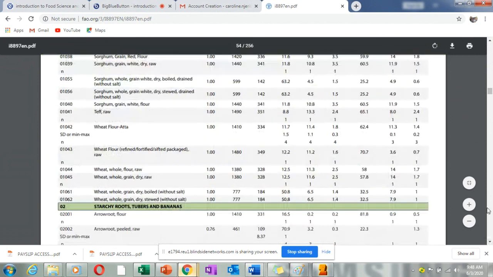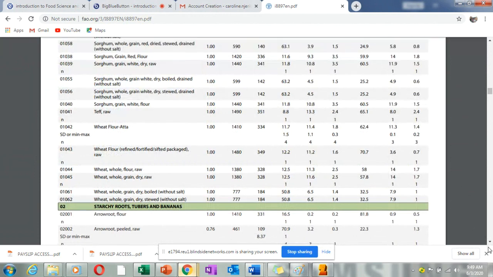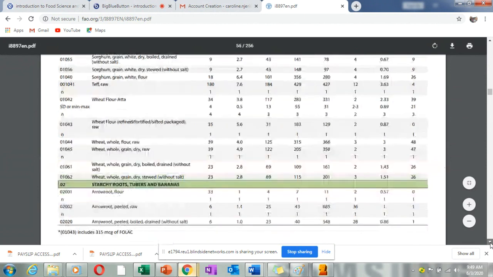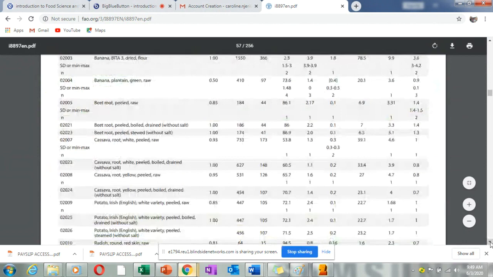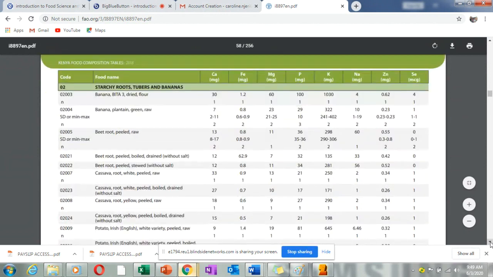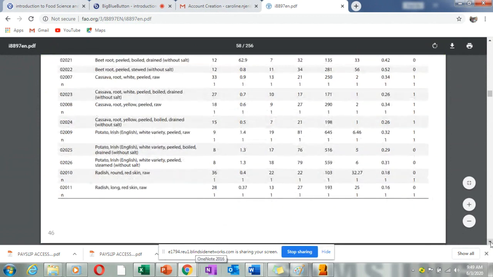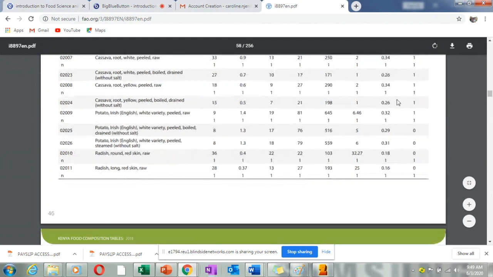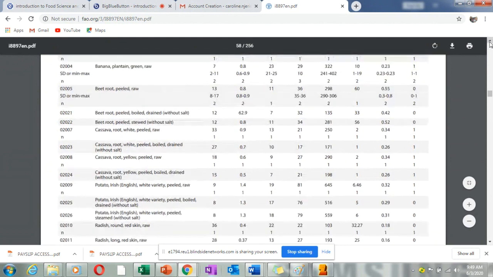Okay, so we also have starchy roots, tubers, and bananas there, arrowroot flour, peeled arrowroot, and such, going all the way. Then we have others like tubers and bananas. We have kina beetroot there. We have cassava, Irish potatoes, radishes. I'm even sure things like carrots will also be right here. So you look at them and how much food and energy they give in the body.